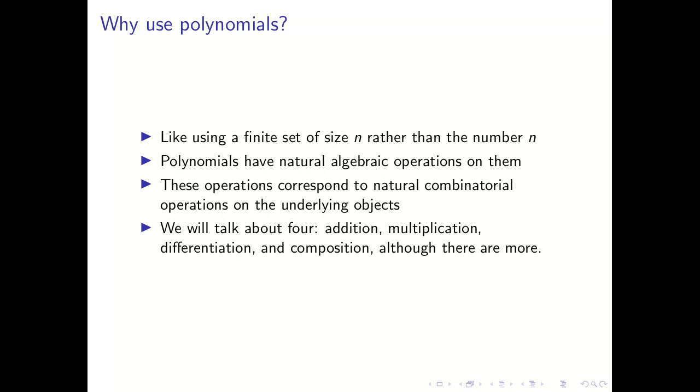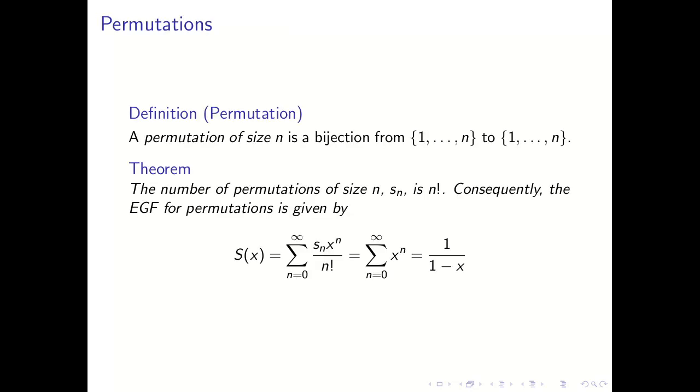But first, we should give a few example objects of things that they're going to carry around. So we've all seen permutations. A permutation is a bijection from the set 1 through n, and we know that there are n factorial such permutations, and that this is the exponential generating function that we should be getting.